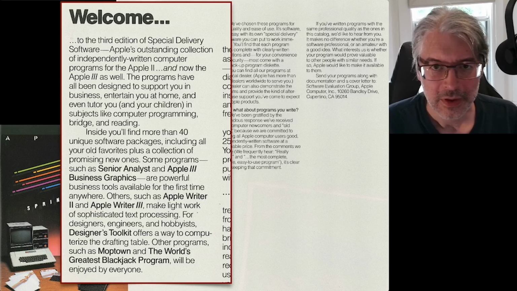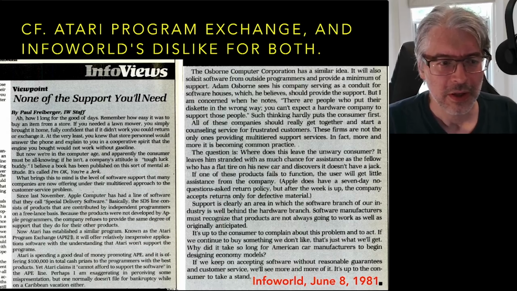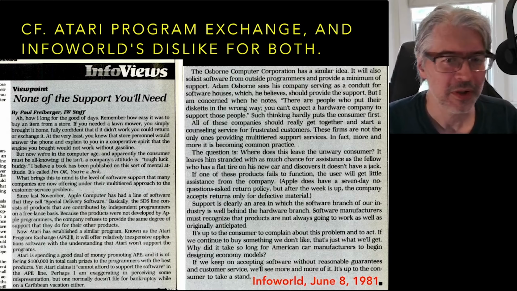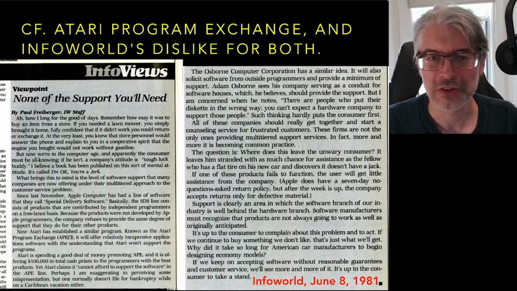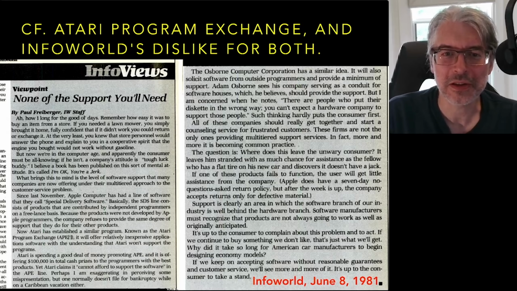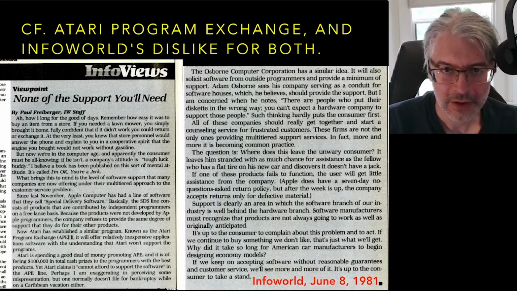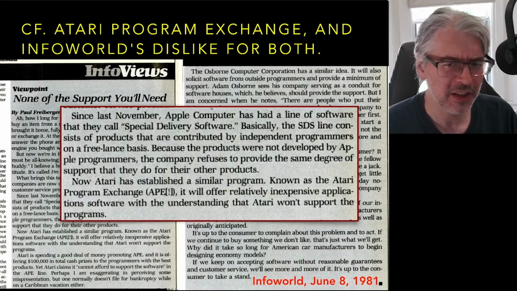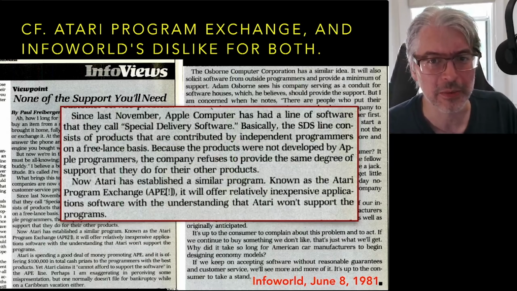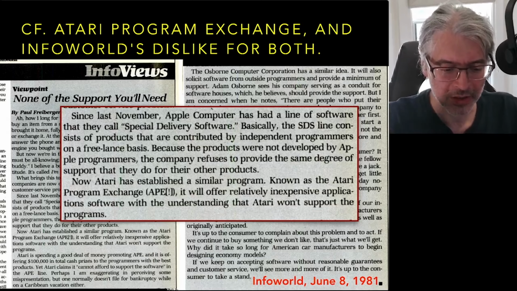Okay. I was searching around a little bit for contemporary information about what people thought about this. One thing came up nearly at the top of the Google search. I wasn't particularly thorough here, but InfoWorld had an editorial complaint about this, which basically compared it to the Atari Program Exchange. I think they were both happening at about the same time, and they had the same kind of feeling to it.